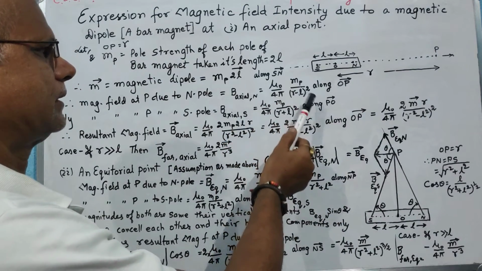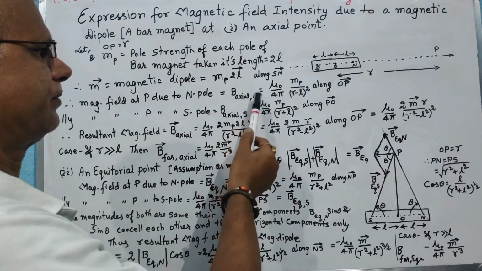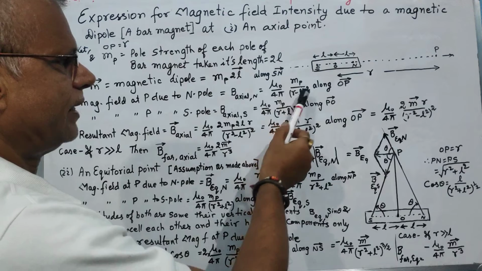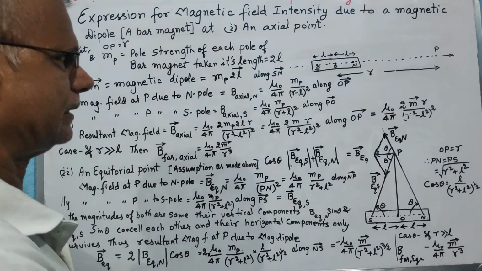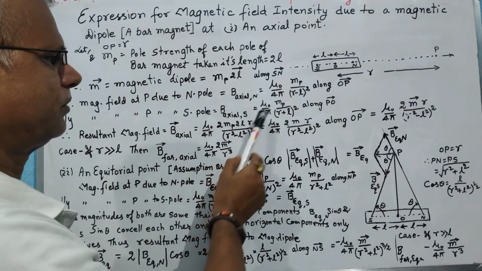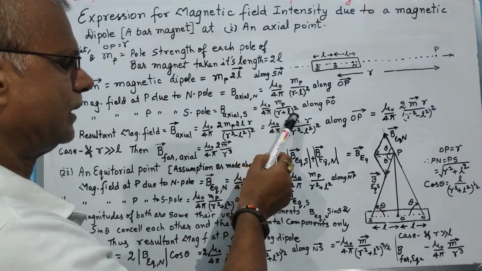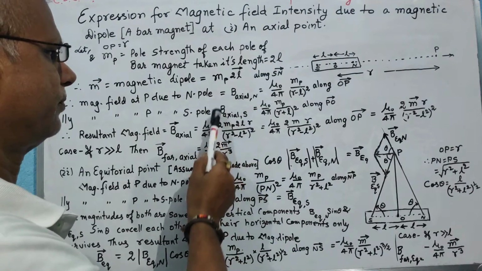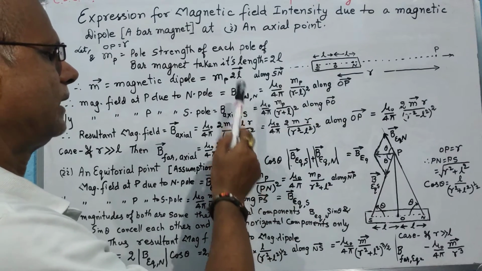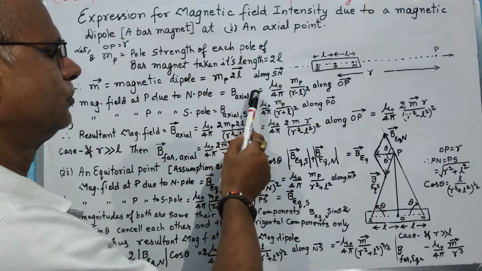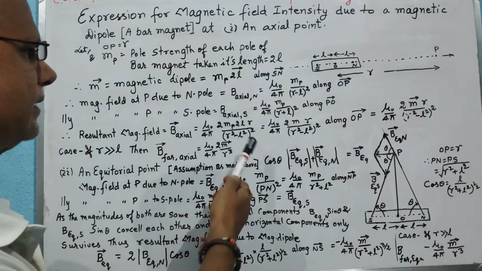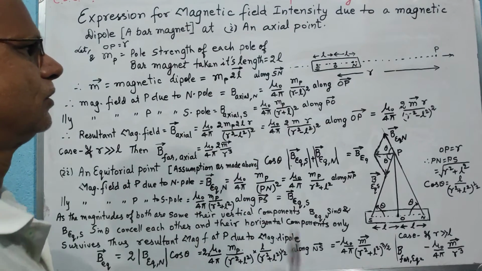So you can very well understand that the magnitude of magnetic field due to north pole at P will be greater, because we are dividing the whole factor by a smaller number, r minus L whole square. But in case of magnetic field due to south pole, we are dividing it with a greater number, r plus L whole square. Therefore the magnitude of magnetic field intensity due to south pole at axial point will be less than that due to north pole at the axial point. So we find the difference. I leave this exercise for you to find the difference.